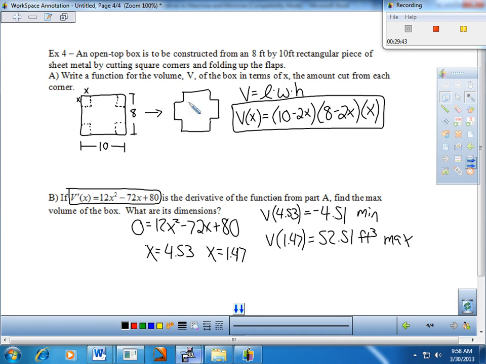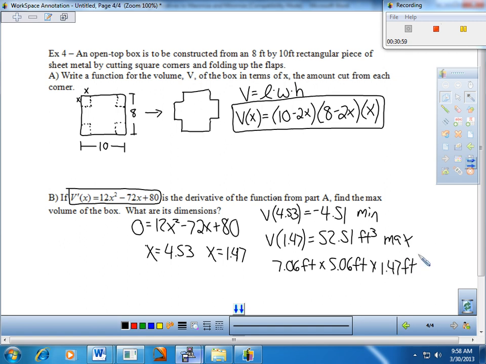Wonderful. There's one last piece, and then we'll wrap this up. It does say what are the dimensions. So this is obviously the volume, and the volume comes from the length and the width and the height. What you need to do is exactly what I did initially: put the 1.47 in here, get the length, put the 1.47 in here, get the width, and put 1.47 in right there, and you get the height. I have this on my paper, so why don't I just give it to you? I've got mine rounded, but basically these would be the dimensions: about 7.06 feet by 5.06 feet by 1.47.